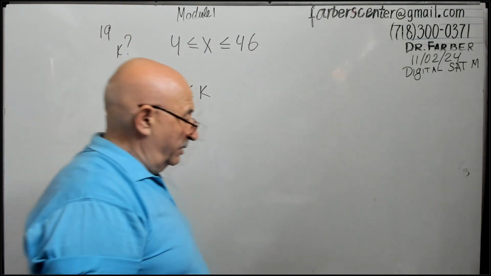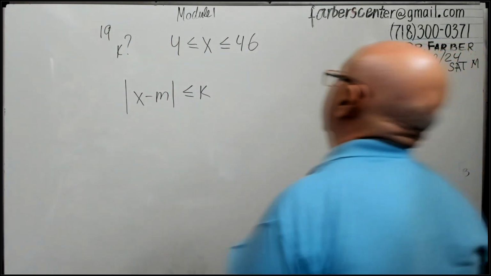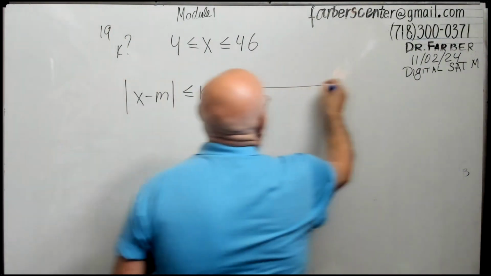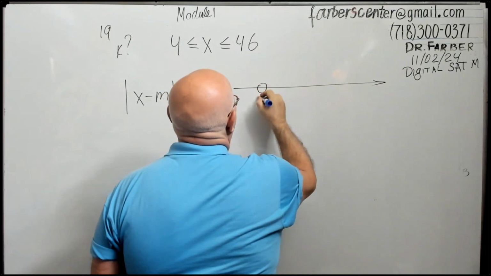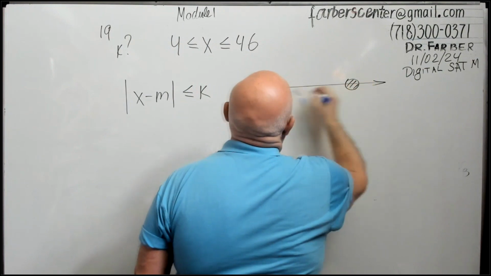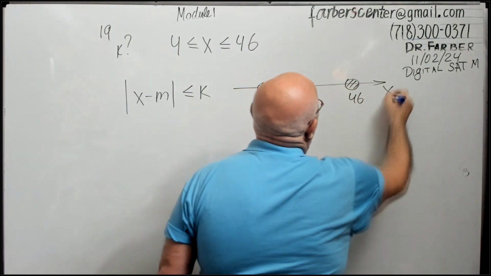Students, it's a very important midpoint algorithm. If you have a question like this, what are you supposed to do? Let me illustrate this. They are depicted by a number line, and this is 4, and this is 46 inclusively. This is x.